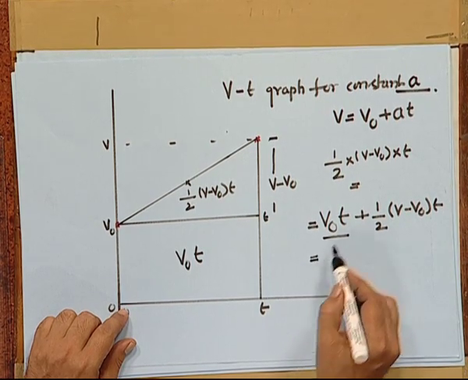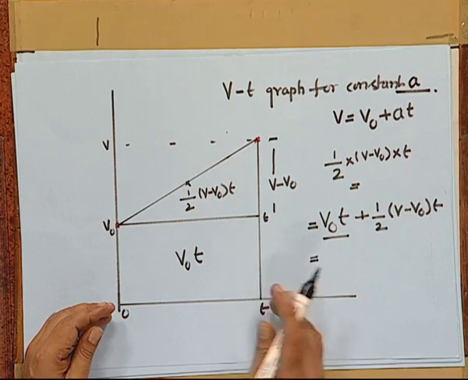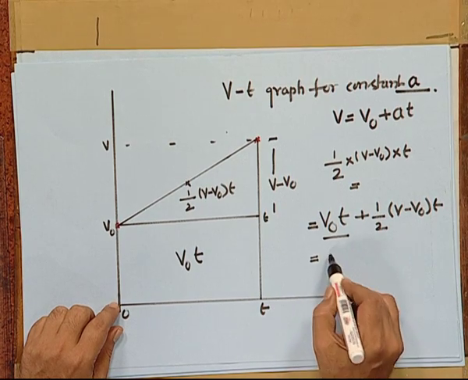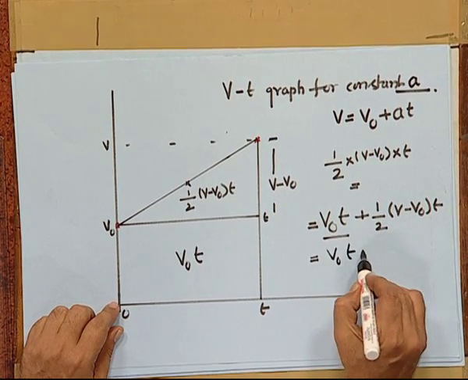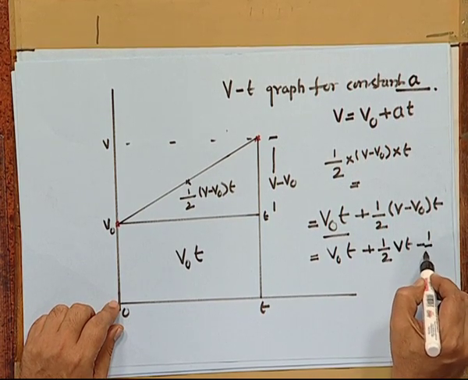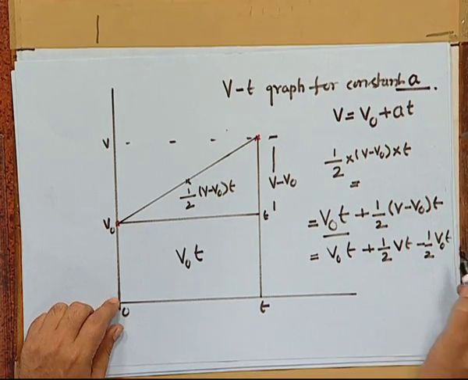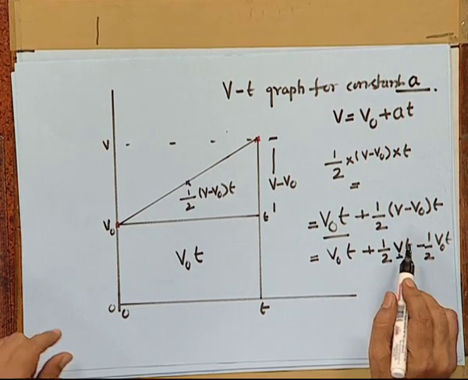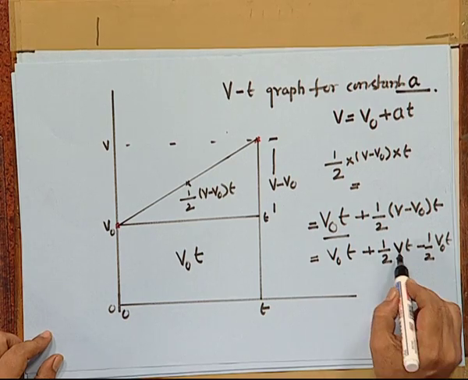If you find this area, it gives you the total displacement, because when the velocity is changing, the total displacement under the velocity time graph is v0 t plus half v t minus half v0 t. Now, if you want to remove this v, which is the velocity at time t, then we use the first equation which we have already derived, where the velocity varies with time constantly. It means acceleration remains constant.